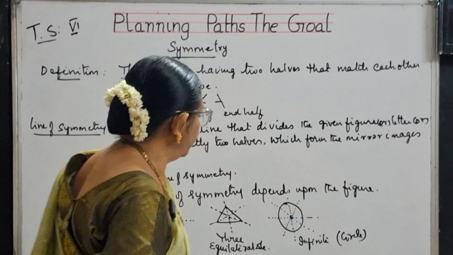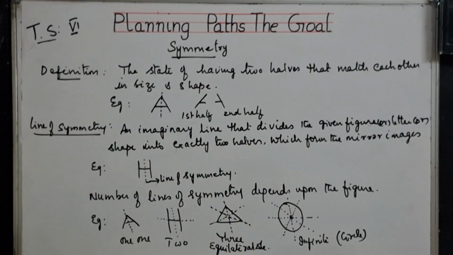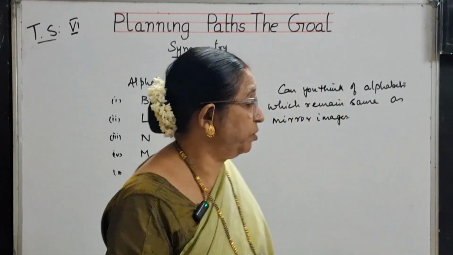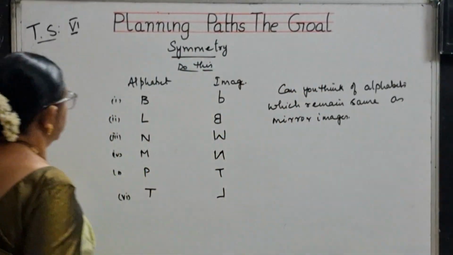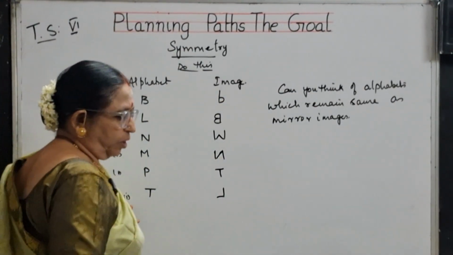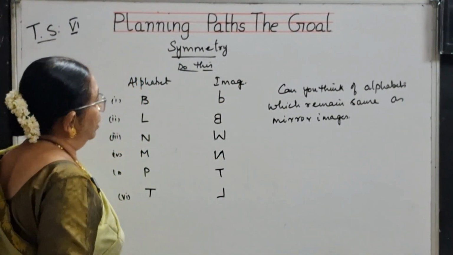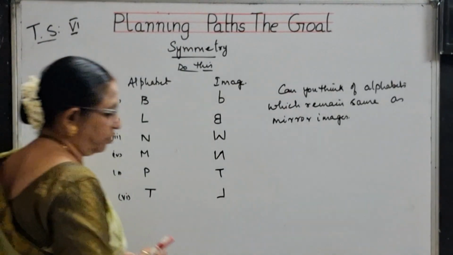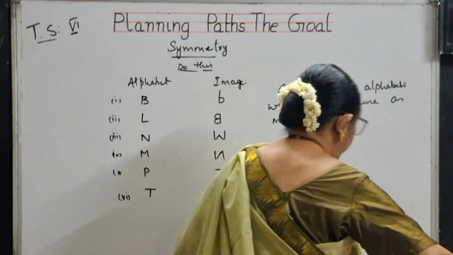So this is an introduction to symmetry, children. Please note it down. Now do this sum, children, which is given in your textbook. Alphabet and image is given. What you need to do, you have to match the letter with mirror image. Match the letter with the question. I have not written, children.